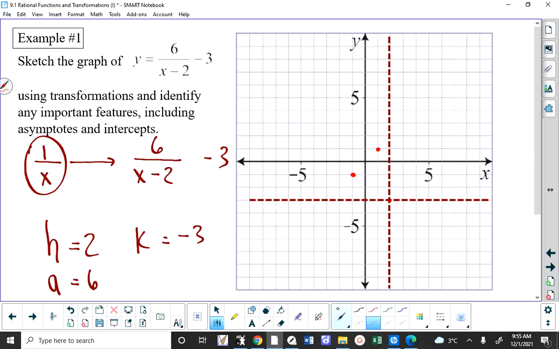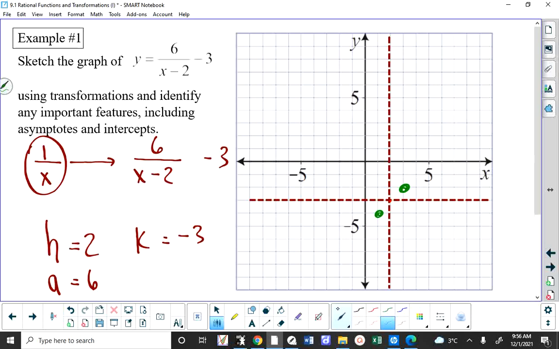You can feel free to plot those 2 points, stretch them vertically by a factor of 6, and then shift them 2 to the right and 3 down. Or you can say, I know the asymptotes are here. These key points would be here and here without a stretch. 1 to the right and 1 above the intersection of the asymptotes. 1 to the left and 1 below.